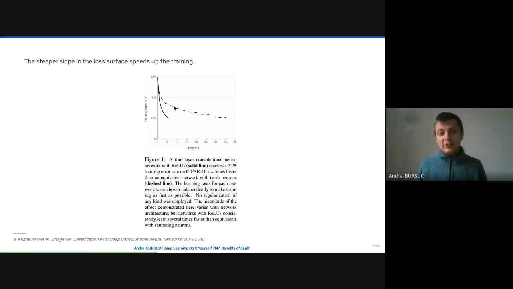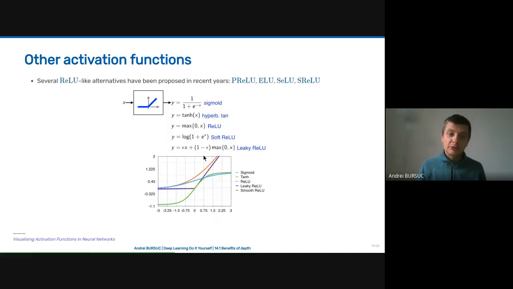We can see here in dashed lines the training loss for a network with TAN-H activations, while in solid black we have a network with ReLU. We can see that we get to the same points after 6 epochs, compared to 36 epochs for the previous. So it's a huge boost and a huge contribution to deep learning research.